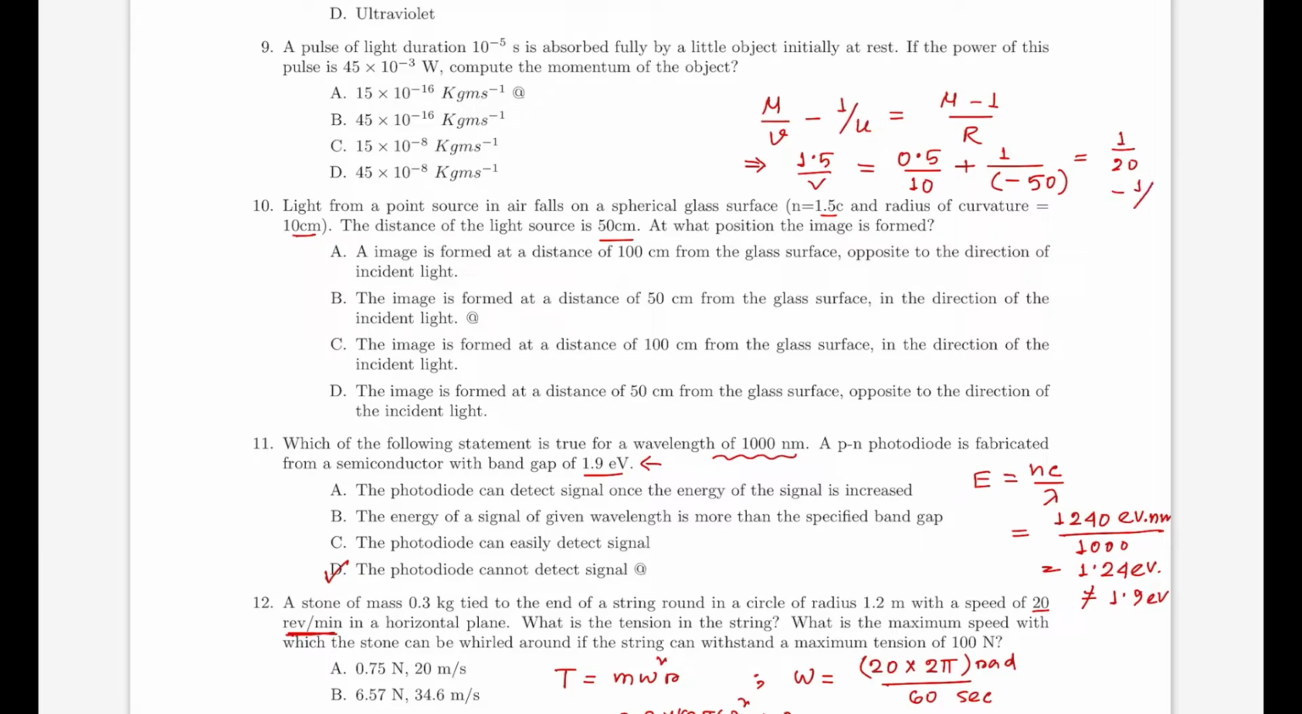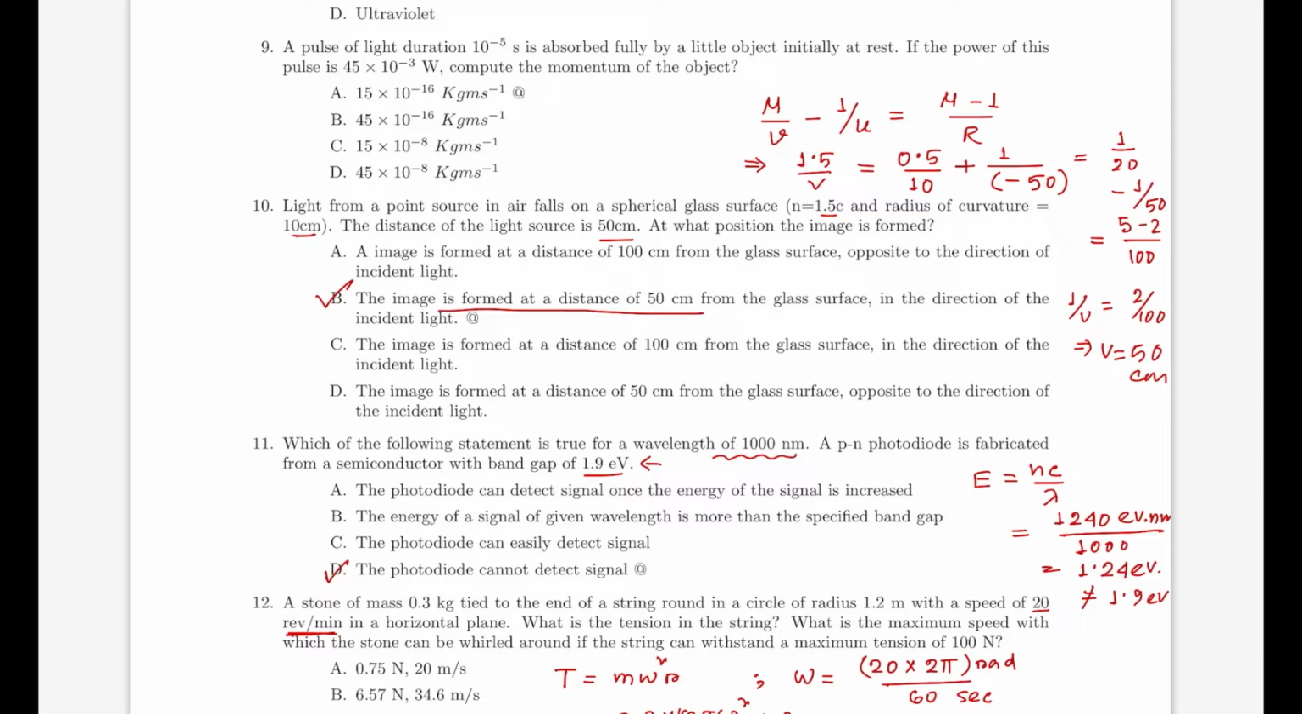If you do this, it would be 100 to 5 minus 2, so 1 by v would be 2 by 100, so v would be 50 centimeter. Since v is positive, it is in the direction of the incident light, so the image will be formed at a distance 50 centimeter from the glass surface in the direction of the incident light, option B.